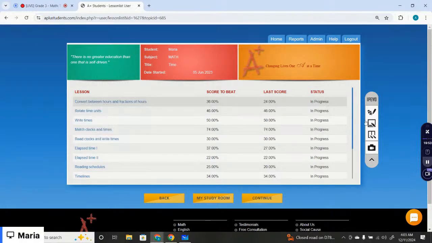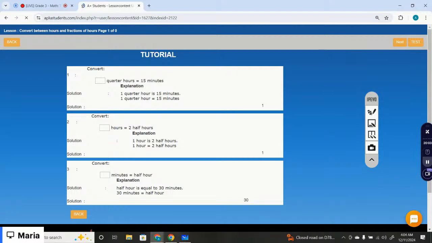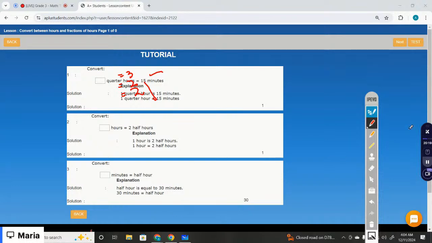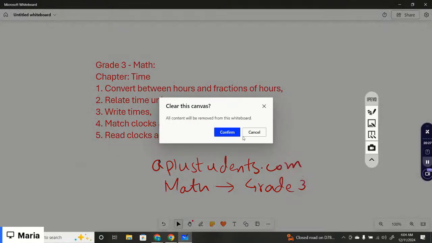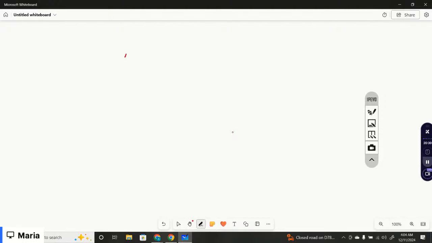So here I'm on the chapter math, grade 3 math. The chapter we're on right now is time. Let's just start with the lesson that is convert between hours and fraction of hours. So 15 minutes equal how many quarter hour? Quarter means 1/4 of an hour, right? So in 1 hour, you can note down these important things, right? I'm going to write them down on board. You can please note them down on your notebook.